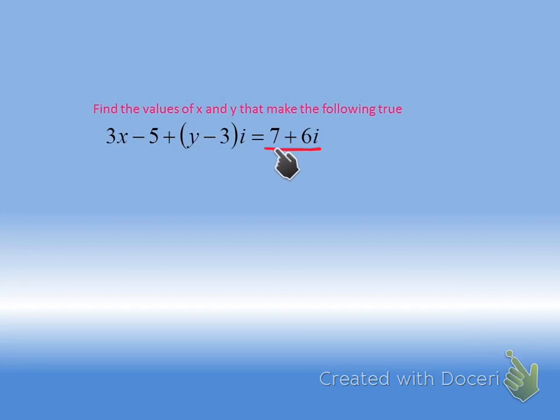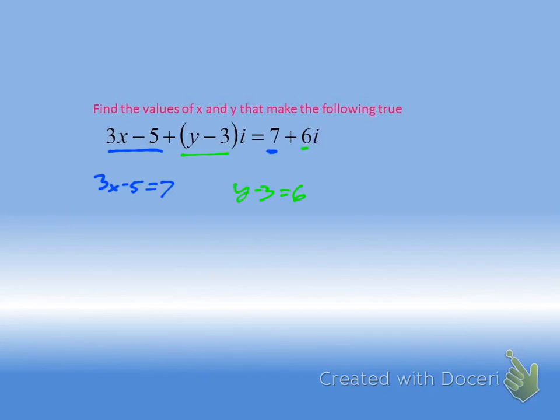So you're not really too concerned about the i in this case, because all you really need to do is figure out this real part and this real part need to be equal. So 3x minus 5 needs to equal 7. Why don't you worry about the other part? I'm getting there. And then your imaginary part, just the part now, you have y minus 3 equals 6. What about that? That's what I'm getting to.